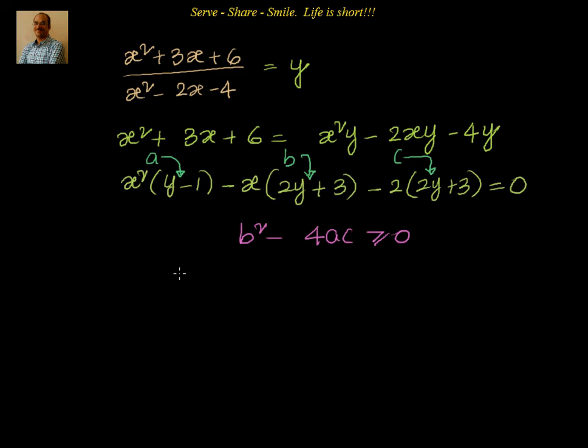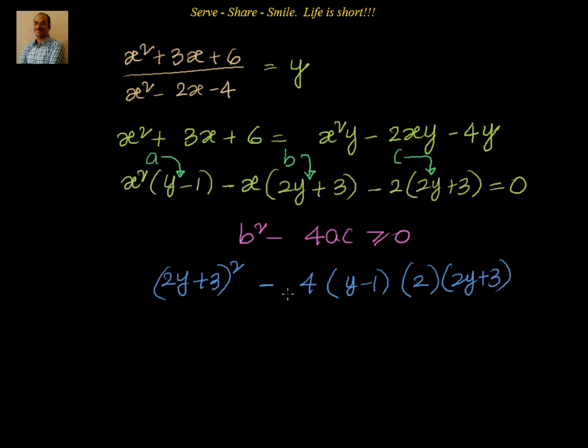So let's substitute the values. b square minus 4ac, that is (2y plus 3) whole square, because minus whole square is plus only, minus of 4 into a, that is y minus 1, into c, that is 2 into (2y plus 3), and there is a negative in front, so it will become plus, should be greater than or equal to 0. We have to solve this now.